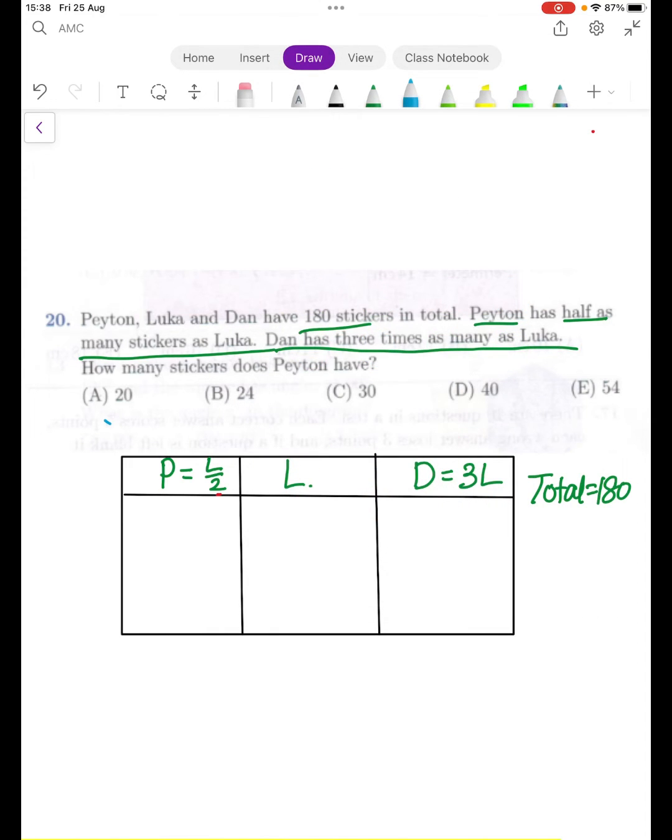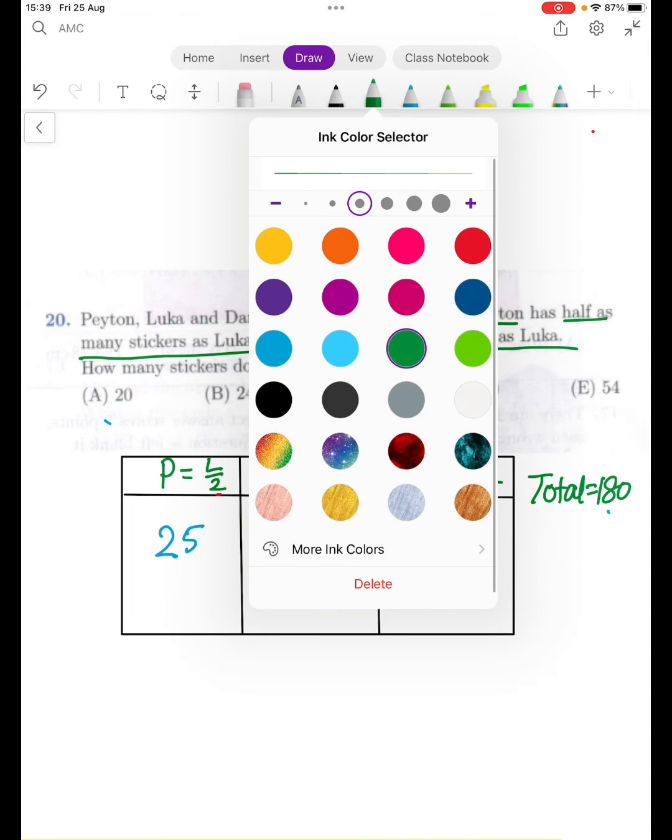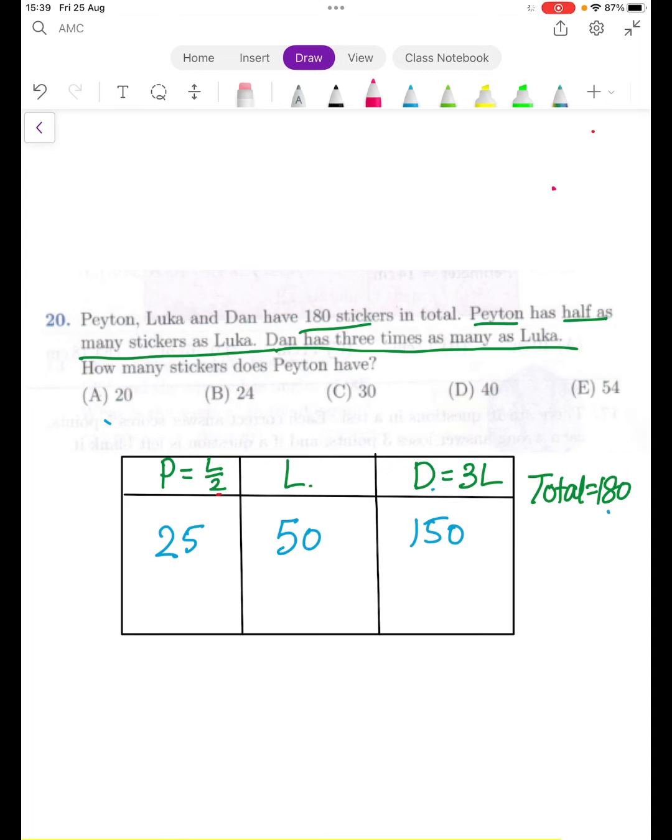Now let's try different options possible. All right, let's start with a basic number, maybe 50. We need a total of 180. If Luca has 50, that means Peyton must have 25. That's half of it. And Dan must have 3 times of Luca, that's 150. And as we can already see, this is 225, which is much, much higher. So we have to go lower, not drastically, a little bit.